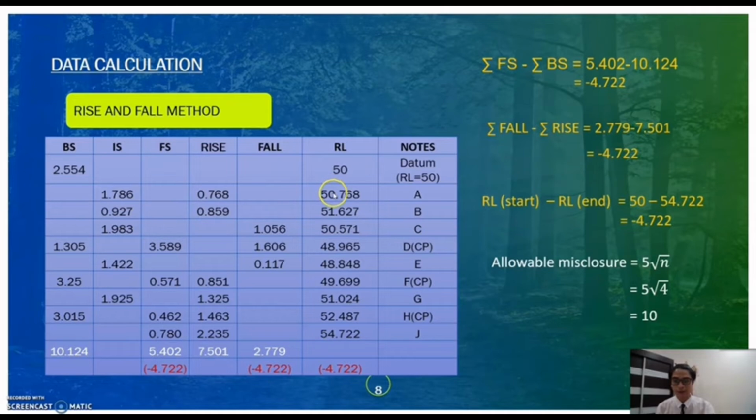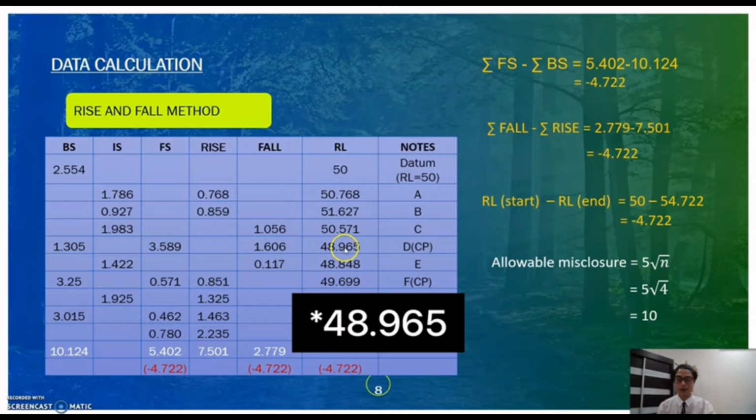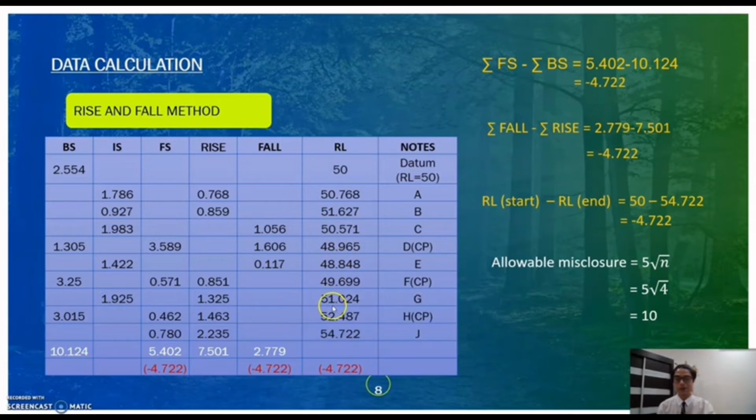Okay, next, 50.768 plus with 0.859, you will get 51.627. Next, 51.627 minus with 1.056. 1.056 is located in the fall column, so that's why you need to minus with it. Then you will get 50.571. 50.571 you need to minus with 1.606, then you will get 58.965. Okay, so the rest, all you have to do is just repeat the steps over and over again.